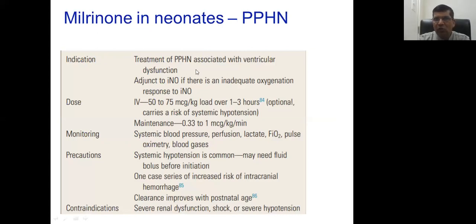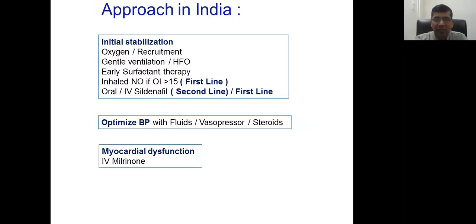So milrinone is used in cases of PPHN associated with ventricular dysfunction, along with nitric oxide when there is inadequate oxygenation, less response to nitric oxide. But again, you should control the dysfunction first, then nitric oxide will work. So that is the role of this one. Dosage, I think a lot of you know: loading 50 to 75, maintenance 0.3 to 1. Hypotension is another problem of milrinone, so monitor that. We require fluids, we require vasopressor in this combination.